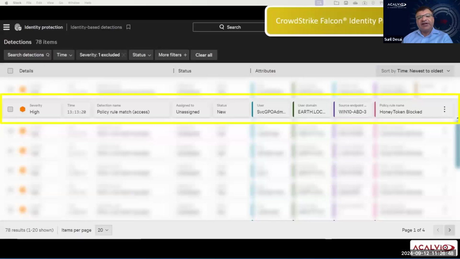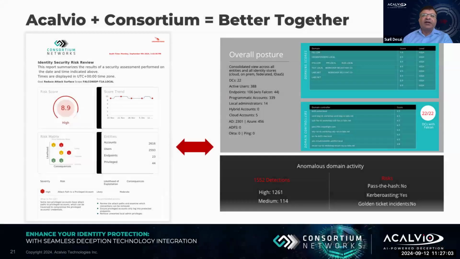The defense gets an alert, and the alert shows up in the CrowdStrike Identity Console. This alert indicates the Honey token, because the attacker was not able to determine that the credential they used was actually an Acalvio Honey token that was deployed in the environment as part of the integration.